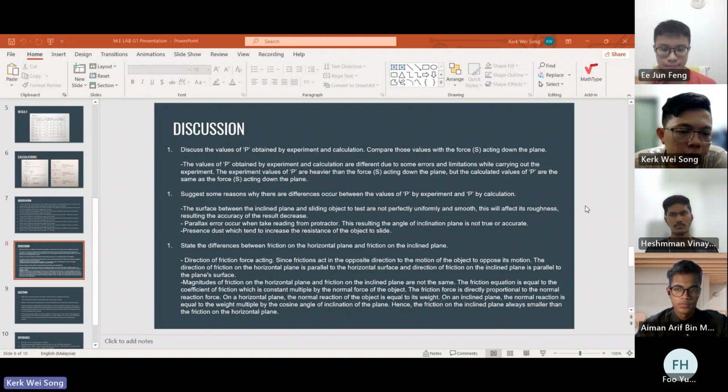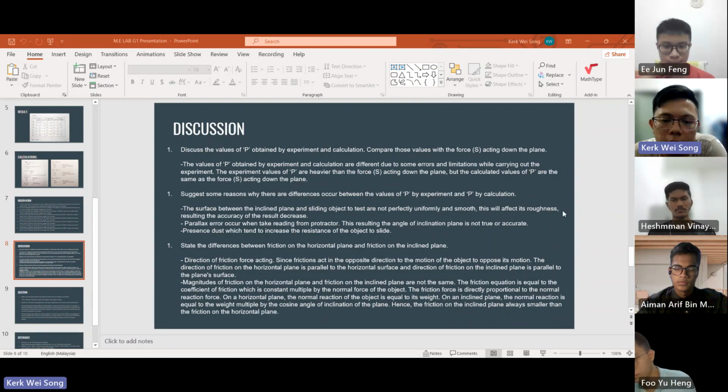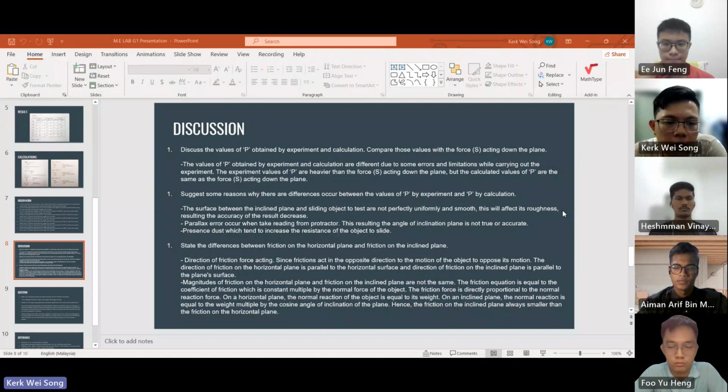The third question is the difference between the friction on the horizontal plane and the friction on the inclined plane. There are two differences, which are the direction and the magnitude. First, the direction: the friction on the horizontal plane is parallel to the horizontal surface, but the friction on the inclined plane is parallel to the plane surface, which is inclined.